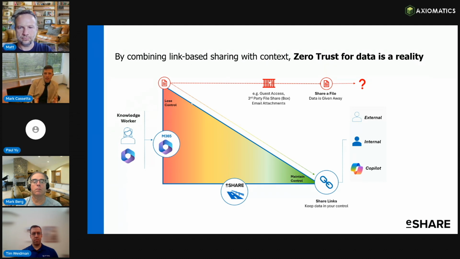The challenge with a traditional model, where effectively you give data away, whether that be through guest access or third-party file share, or even just email attachments, is that at the moment that you share a file, that data leaves your organization.